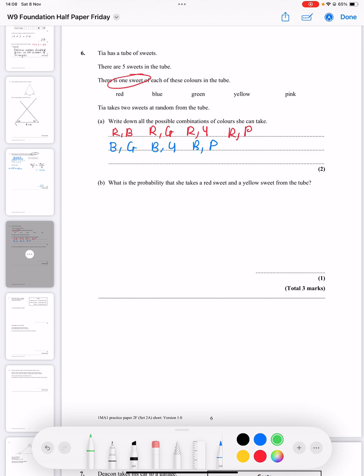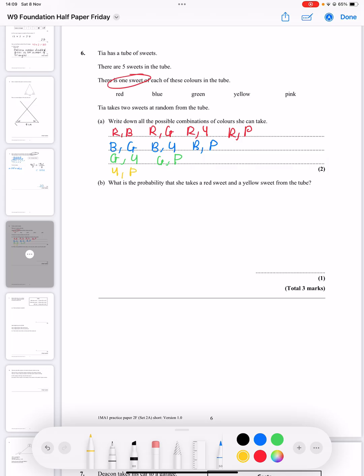Then we do the same with green. Because we've already got red and green and blue and green, we don't need a repeat. So we're going to start with green and yellow, green and pink. And then we do the same with yellow. We don't need yellow and red, yellow, blue and yellow, green, because we've already got them. So we just need a yellow and pink.